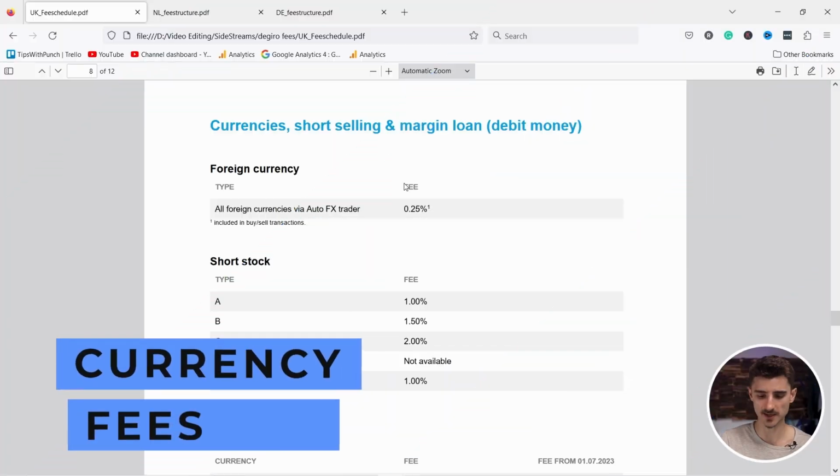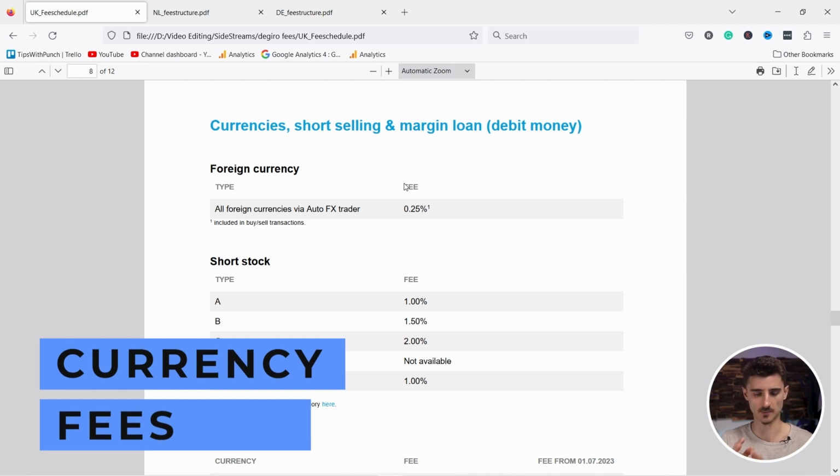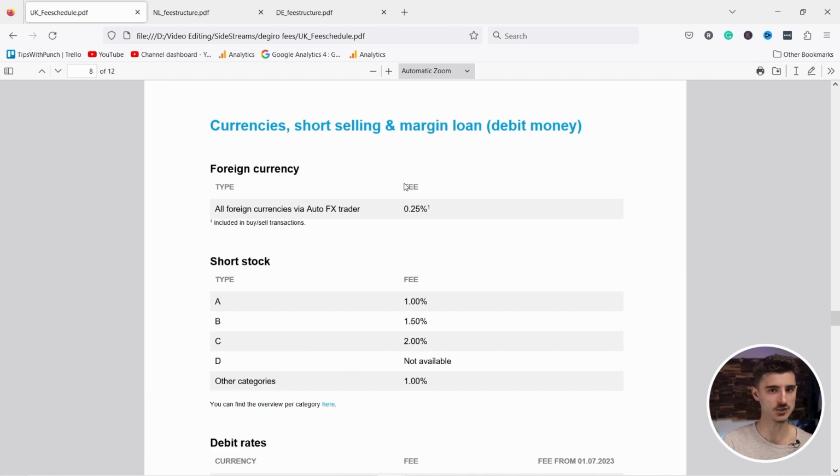Then you have the currency fees. When you convert currency, for example, from euros to dollars, DEGIRO applies a 0.25% fee. And remember, this happens also when you convert dollars back to euros, so it will be applied basically two times. Just keep in mind that this will happen.